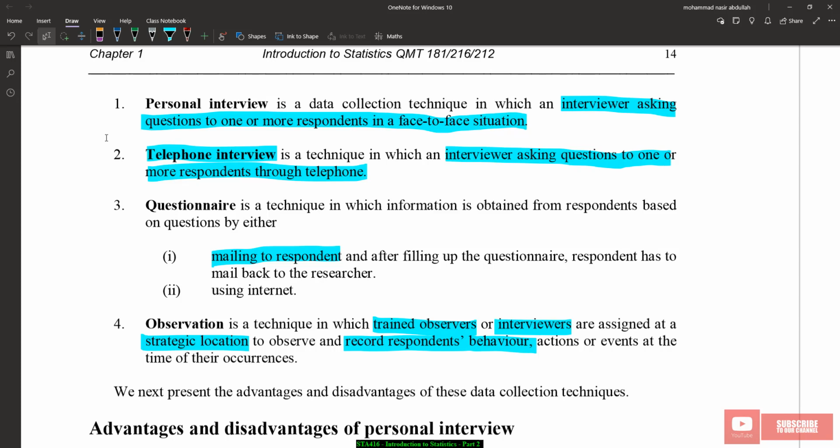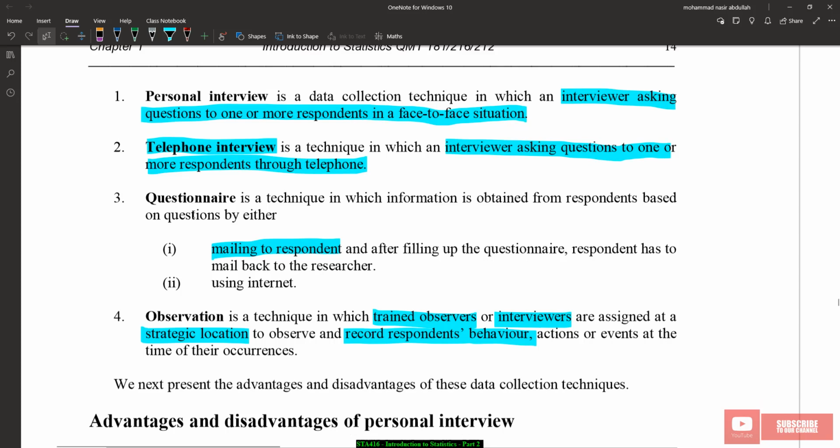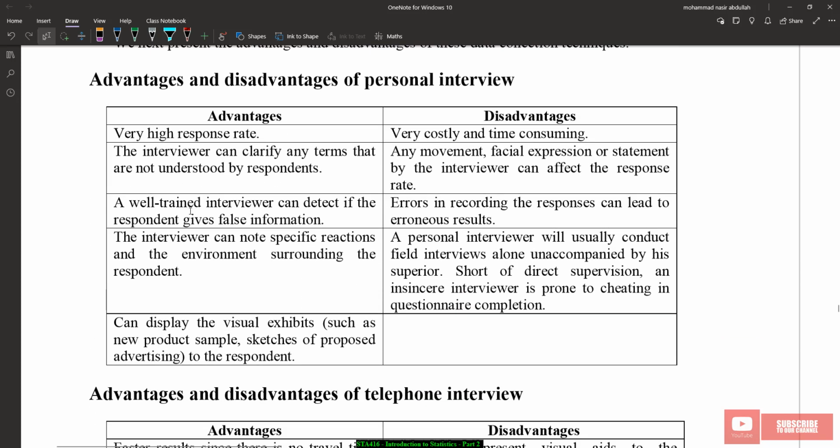Or like my study about knowledge, attitude and practice on dengue fever prevention. The first two questions I asked were about knowledge and attitude, and for practice I did observation. I looked around the house, whether the house is okay or not okay, whether it is clean or not clean. So we do observation, and that is also a data collection method. The advantages and disadvantages of these data collection methods you can read by yourself later, once you get the book.